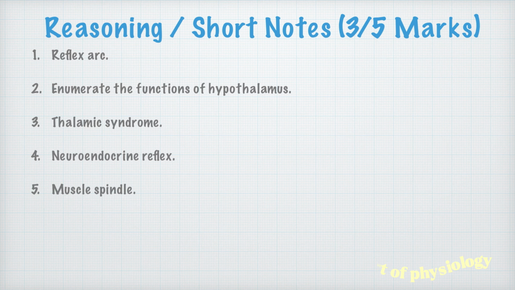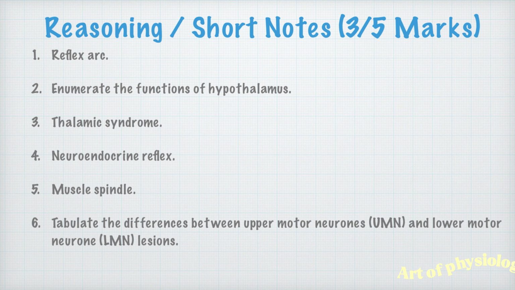Muscle spindle, that is also very important. You should draw a neat diagram and explain the structure of muscle spindle, function, stretch reflex and alpha gamma coactivation. All these you should write under muscle spindle. Tabulate the differences between UMN and LMN lesions. That is also again a very important thing. UMN and LMN lesions differences.